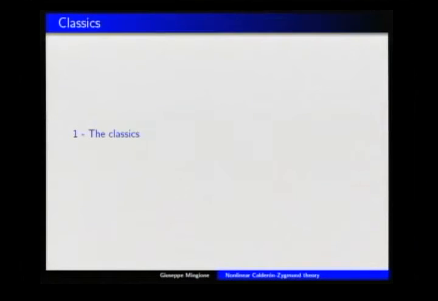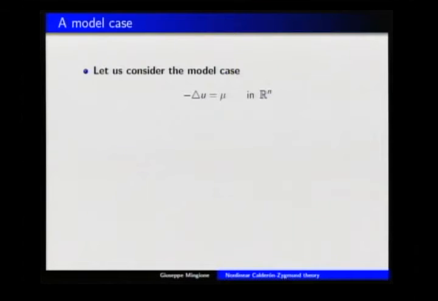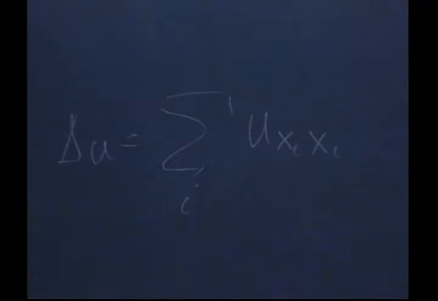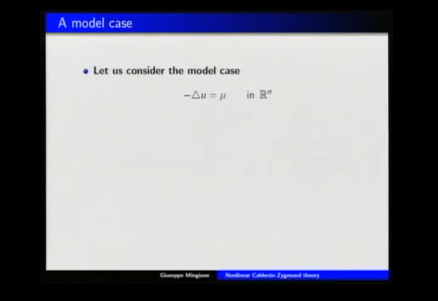Okay, let me start with the classics because it's always nice to start with the classics. So let me recall the classical linear Calderon-Zygmund theory. And of course, let me start with the most basic example we can think about, and that's the Poisson equation. Essentially, you are prescribing the Laplacian. The Laplacian operator is, of course, the sum of the second pure derivatives, and therefore it's the trace of the Hessian. So you are prescribing the trace of the Hessian, saying that it is a prescribed object, mu, and by mu we mean something that can be very general. For instance, mu can be an L^p function from a Lebesgue space, mu can be a smooth function, mu can even be a measure.